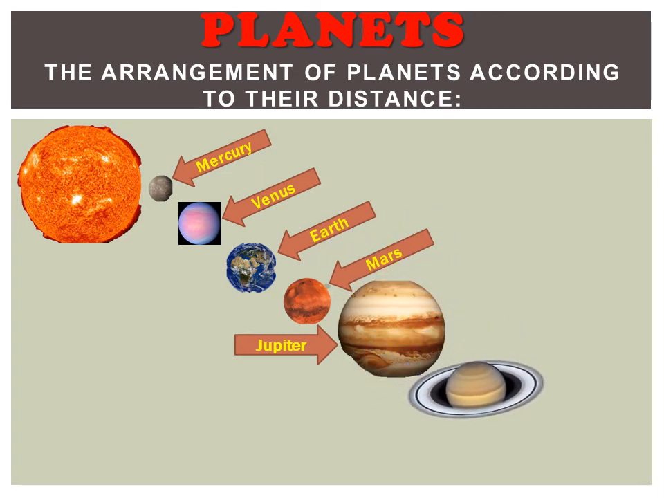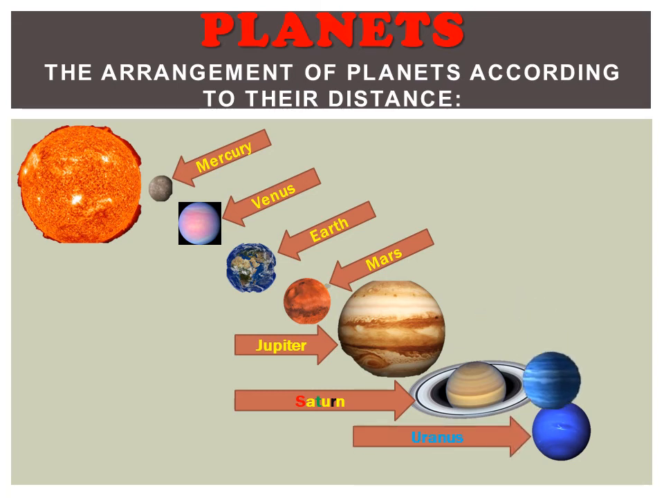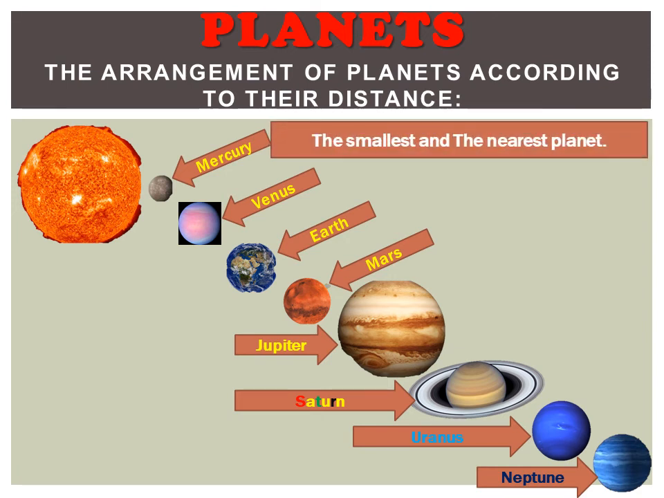Okay, and Saturn. Number 7, Uranus. Okay, and last one, Neptune. Okay, let's see the properties of each planet. Only one property for each planet. Okay, Mercury is the smallest and nearest planet to the sun. What is the first planet after the sun? Mercury. What is the smallest planet of the 8 planets? Mercury.